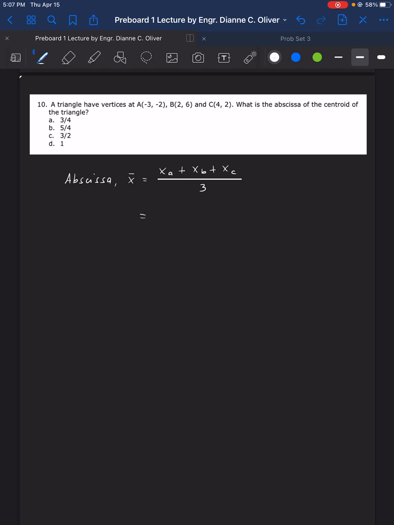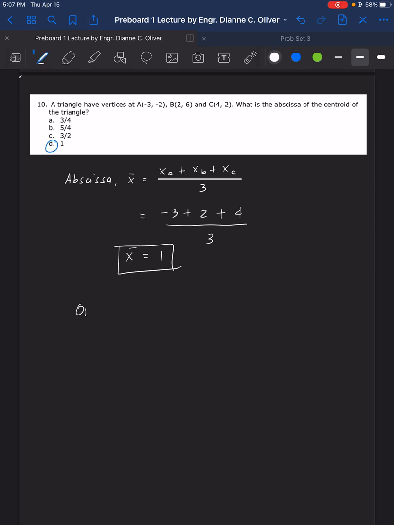So, abscissa of the centroid. We have point A, negative 3, plus B as 2, plus C as 4, divided by 3. That is the bar x. That is equal to 1. So, bar x is equal to 1, letter D.